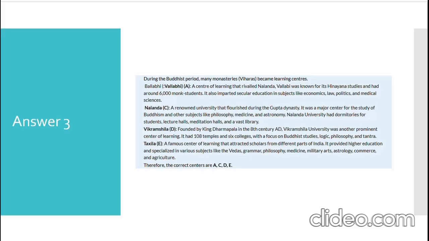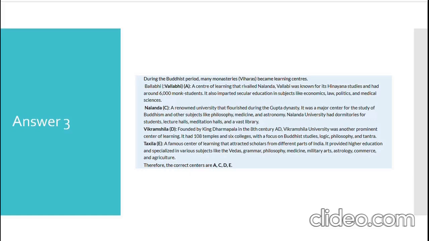rivaled Nalanda. Vallabhi was known for its Hinayana studies and had around 6,000 monk students. It also imparted secular education in subjects like economics, law, politics and medical sciences. Nalanda is a renowned university that flourished during the Gupta dynasty. It was a major center for the study of Buddhism and other subjects like philosophy, medicine and astronomy.